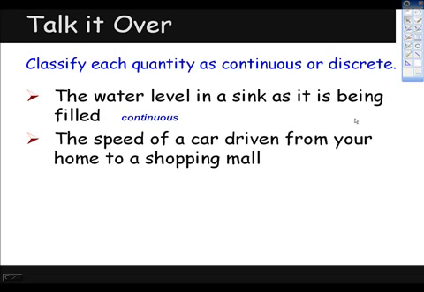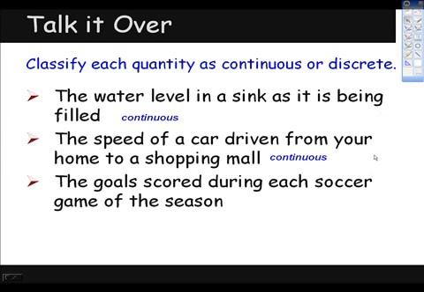How about the speed of a car? That has to also be continuous. You don't jump from 10 miles an hour to 11 miles an hour. You go through all the little decimal measurements in between. How about the goals scored during a soccer game? Well, you can't score a goal and a half. You score 1, then 2, then 3. So that's discrete.